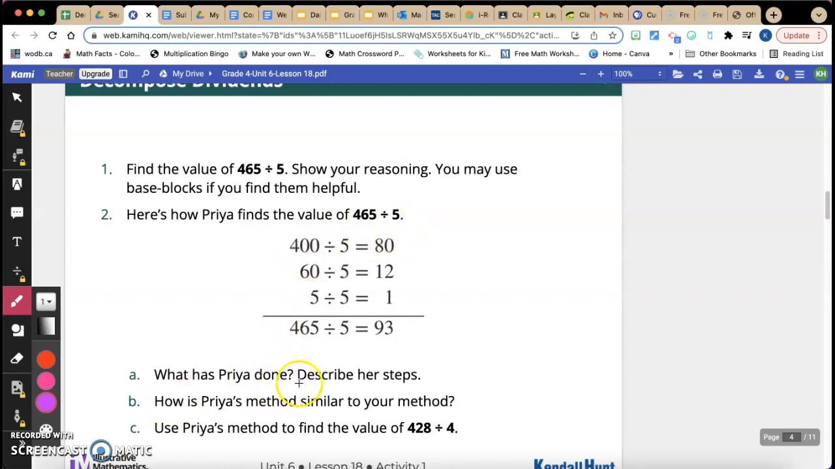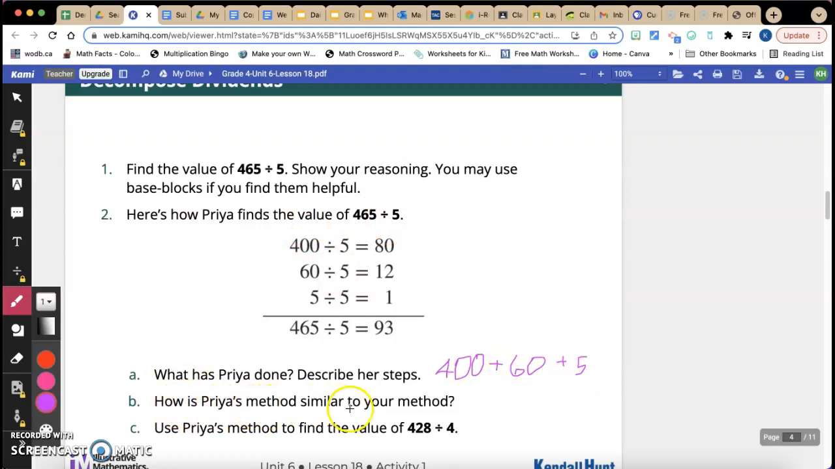What did Priya do? Well, she broke 465 into expanded form. So if she expands 465, she gets 400. She gets 60. And she gets 5. And each of those parts has to be divided by 5 because that's what we're dividing by.